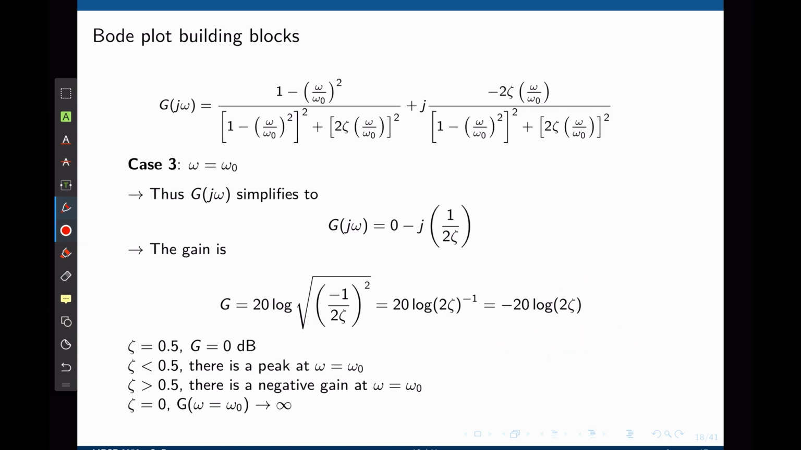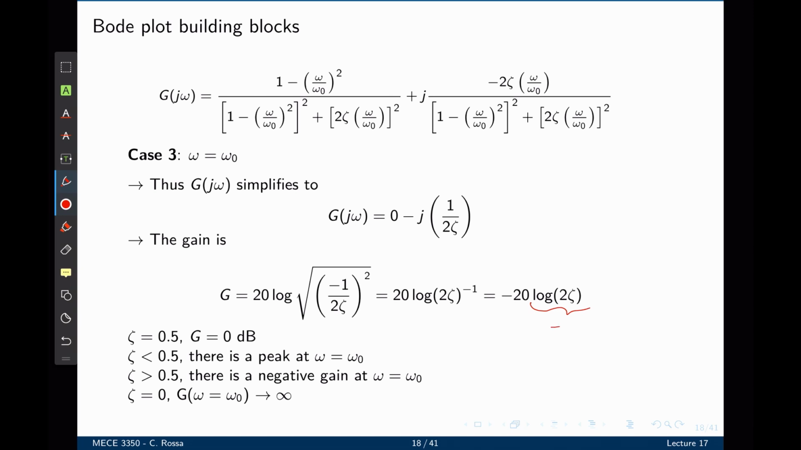In the second case, the damping ratio is assumed to be smaller than 0.5. If that is the case, 2 times a number that is smaller than 0.5 is smaller than 1. So log of a number that is smaller than 1 results in a negative number. This negative number multiplied by that negative sign becomes positive, which means that if the complex pole has a damping ratio of less than 0.5, then the magnitude of the transfer function at the cutoff frequency will increase by a certain factor. It will peak at the cutoff frequency. It will go up.